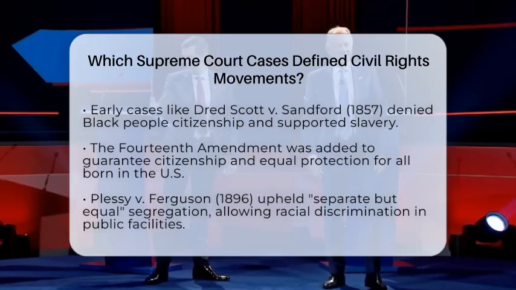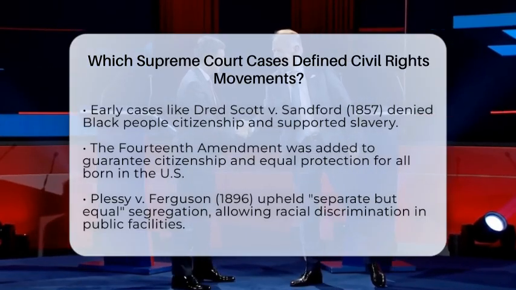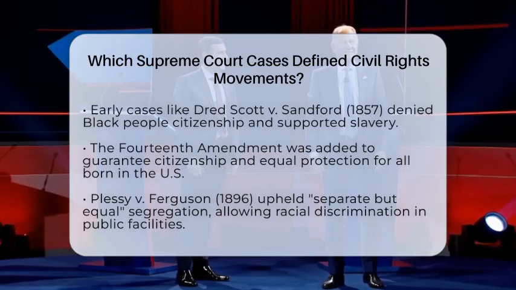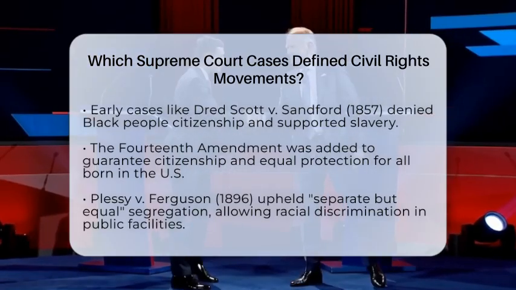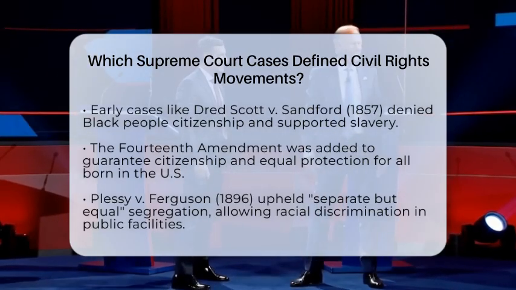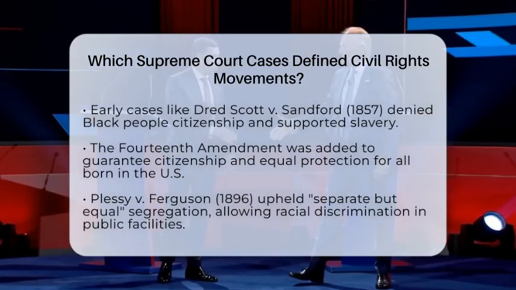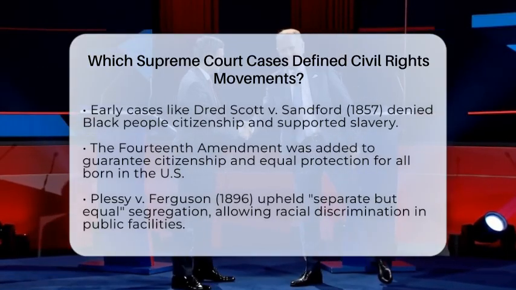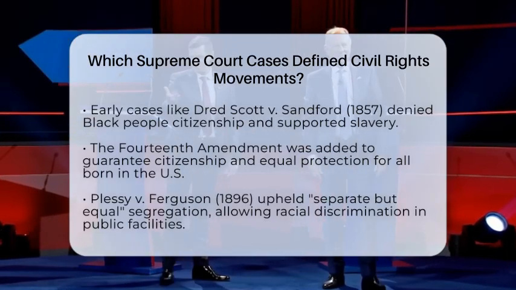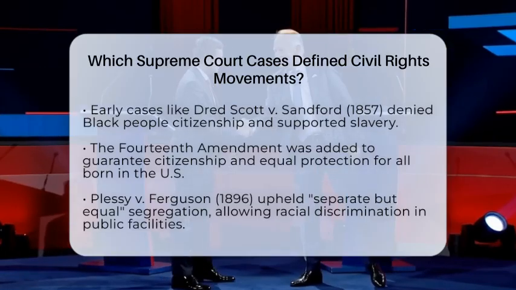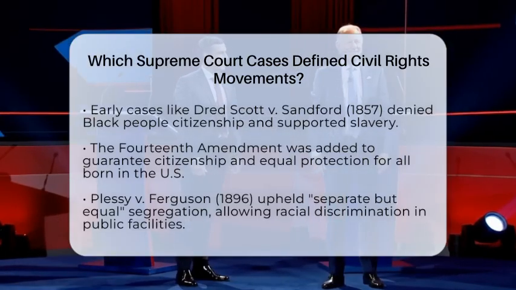The first big case was Dred Scott v. Sanford in 1857. It ruled that black people, whether enslaved or free, were not citizens and couldn't sue in federal court. It also said slavery was legal because black people were considered property. This decision supported slavery and denied black Americans basic rights.